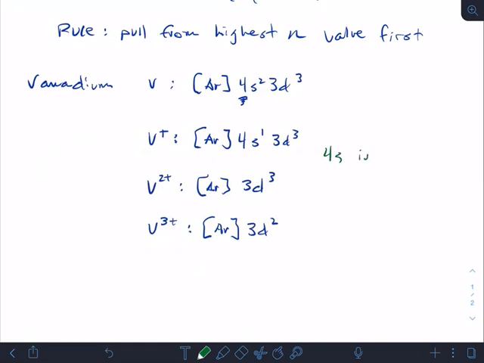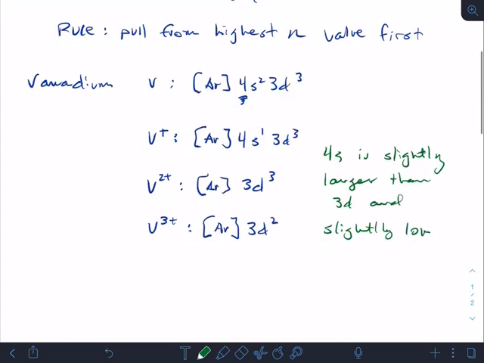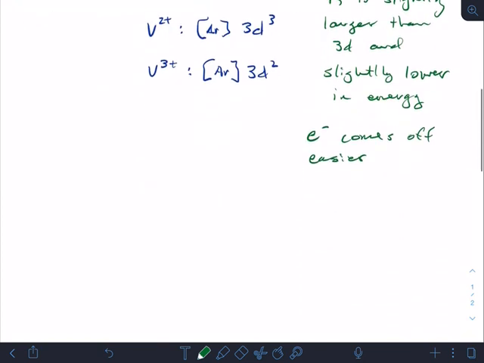The reason that this works is that the 4s is slightly larger than the 3d and slightly lower in energy. That's why the electron comes off easier. That electron is on the outside of everything in the 4s, and it's slightly lower in energy, so it's easier to pull off. The reason I wanted to talk about that before we move on is that it's going to come into play later. That whole 4s is slightly larger than the 3d thing is going to come into play when we start talking about atomic size of transition metals.